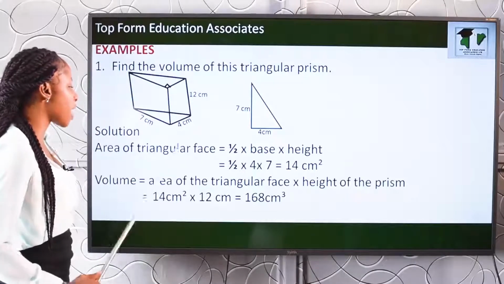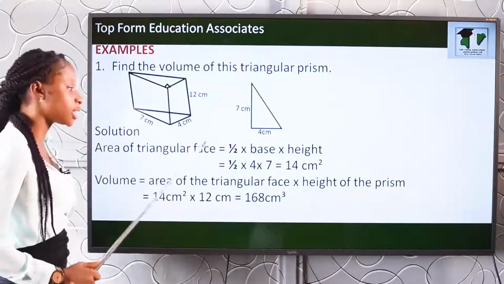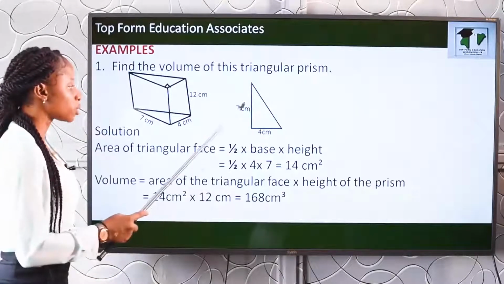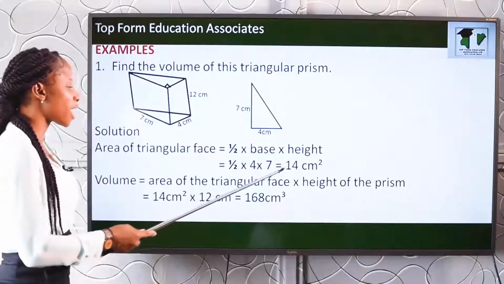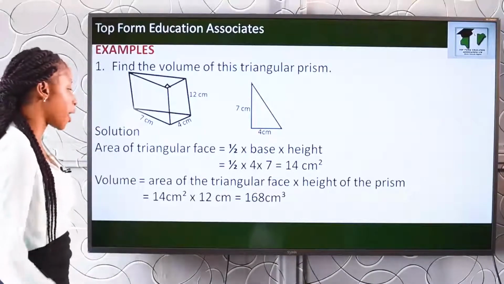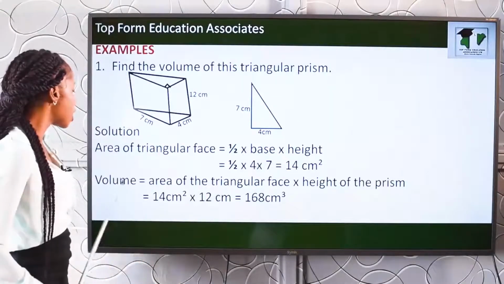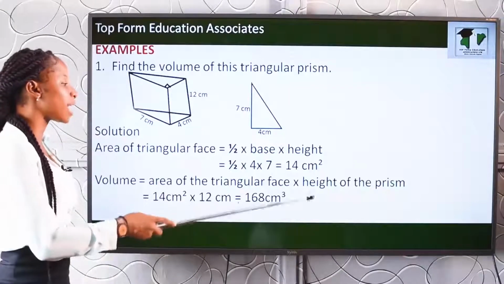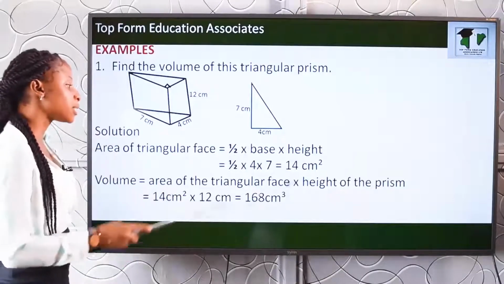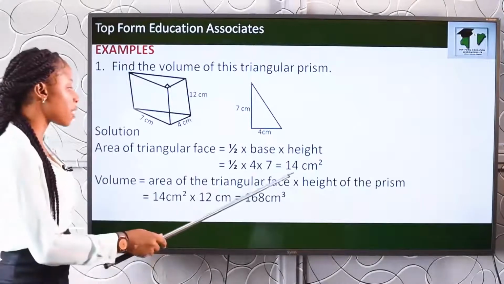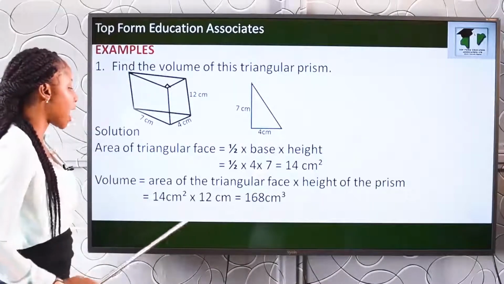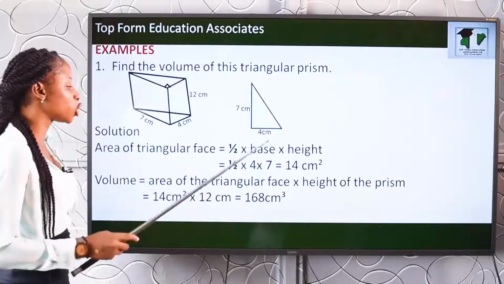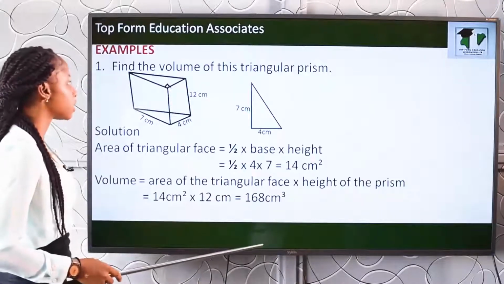We've said that the formula for the area of a triangular face is half base times height. When we input all the values in the formula, we have the area as 14 centimeters squared. So therefore, let's look for the volume. The volume will be the area of the triangular face multiplied by the height of the prism, that is A times H. We've gotten the area of the triangular face as 14, and the height of the prism is given as 12. So when we do the multiplication, we have our volume as 168 centimeters cubed.